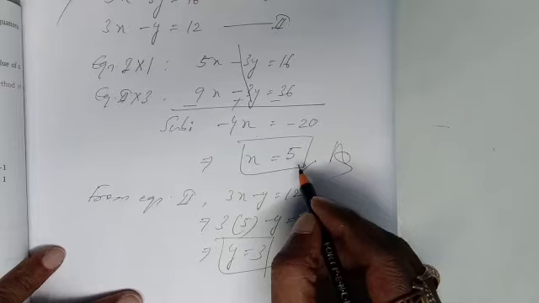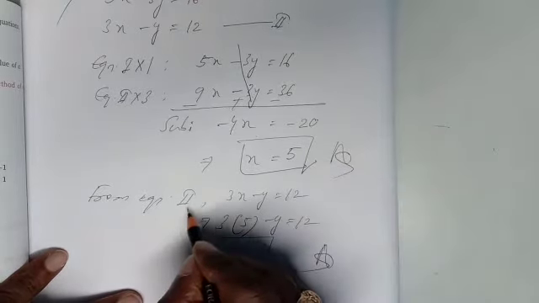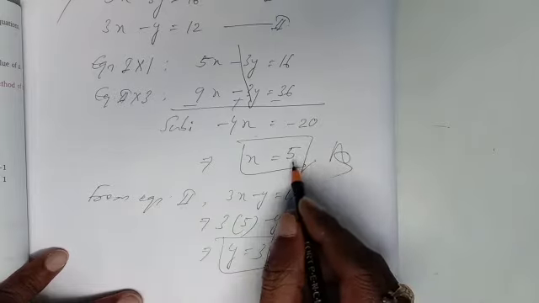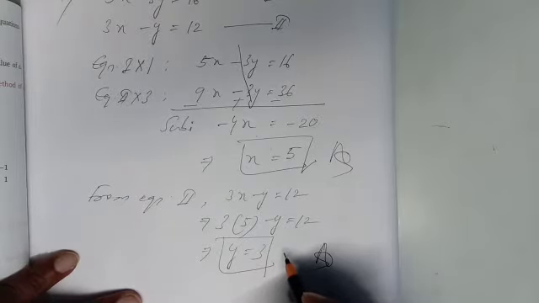Putting the value of x in equation 1 or 2, you can put. I am taking equation 2. From equation 2 put the value of x, that is 5 here. You will get y = 3. This is the way of solving question number 2 by the elimination method.